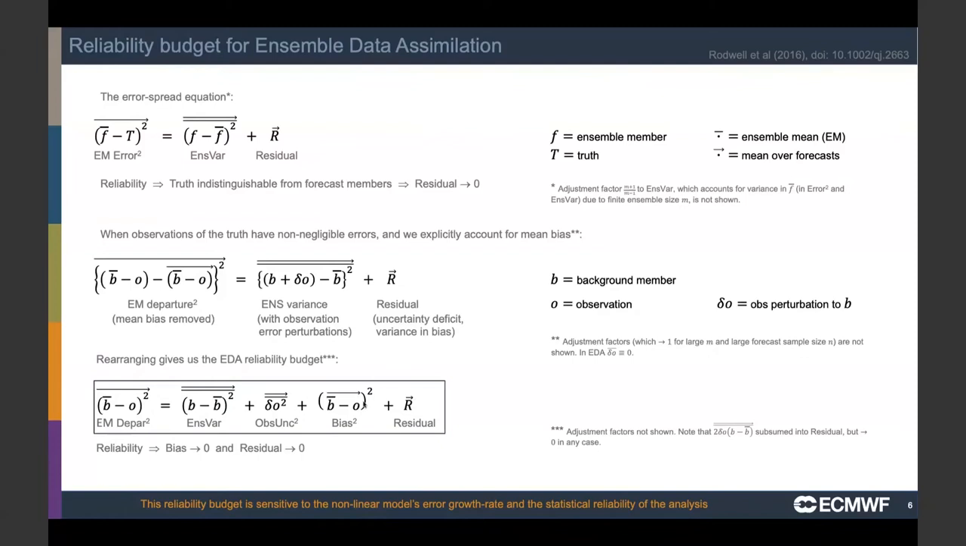The first one was easier, just about whether you're using inflation. No, I don't think there's any inflation used in that way. Obviously there is in the reforecasts. So there is some inflation there, as there is in the operational ensemble, to inflate the EDA spread to the right level. So that's usually inflated slightly, but not in terms of the EDA itself. Yeah, great. Thank you.